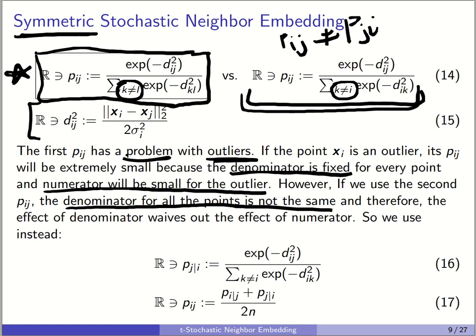So still, by making this symmetric, we are causing a problem with outliers. So let's use another formula. Let's use the same Pij.